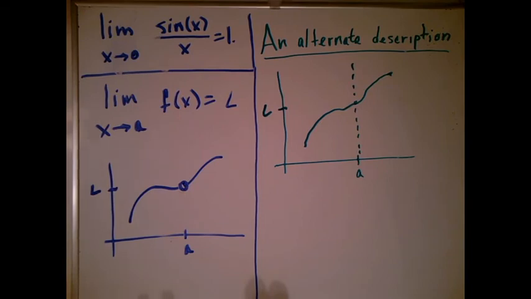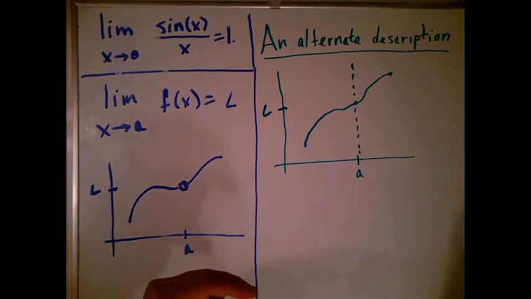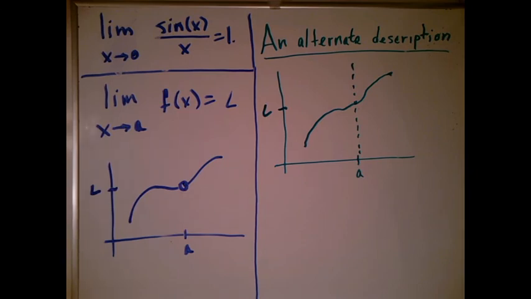Well, there's two descriptions. If you can see the hole, it's just the height of the hole. If you can't see the hole, you have to walk the fingers of your right hand, the fingers of your left hand, and have them crunch into each other. The height that they crunch into each other, we call the limit.